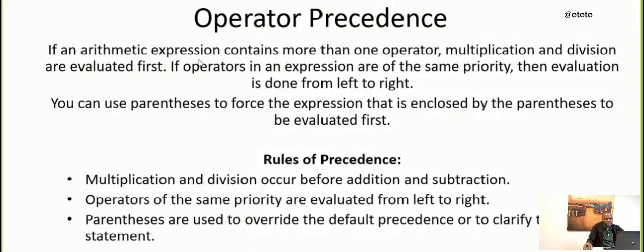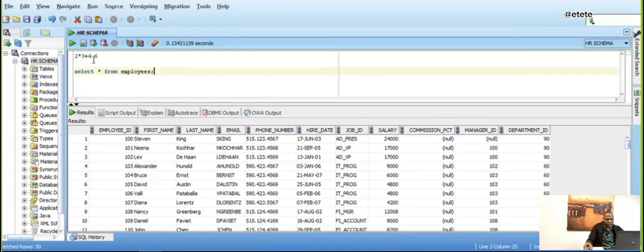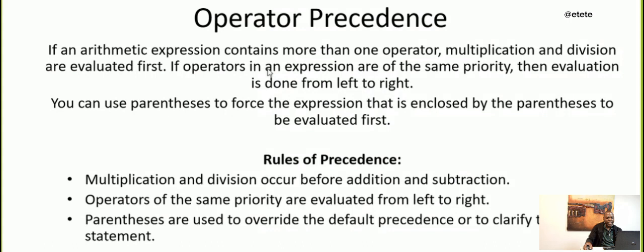If an arithmetic expression, 2 times 3 plus 4 minus 6, has more than one arithmetic operator, like in this case where you have multiplication, addition, and subtraction, it says that multiplication and division are evaluated first. Are you with me? Yes. Now, if operators in an expression are of the same priority, then evaluation is done from left to right.